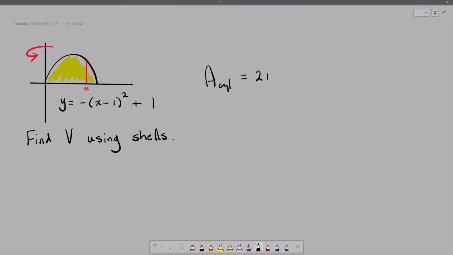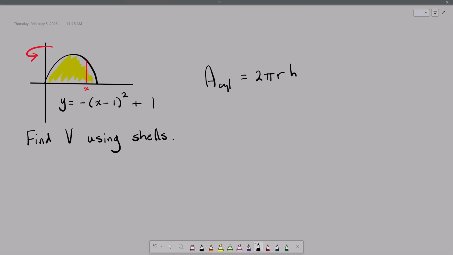2 pi rh, so 2 pi r is the circumference, and then h is the height, so that's going to give us our area of a shell. And do we want to turn the r and the h into x's or y's? We want to turn them into x's. We've chosen a vertical element. The thickness of that element is dx, so we need all the letters to match with the dx.